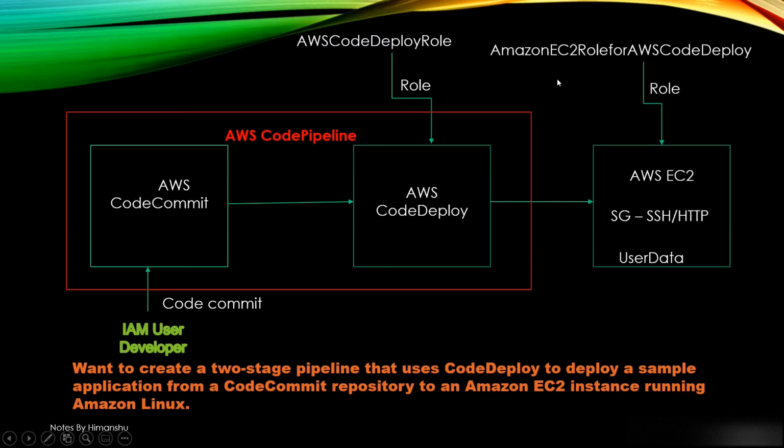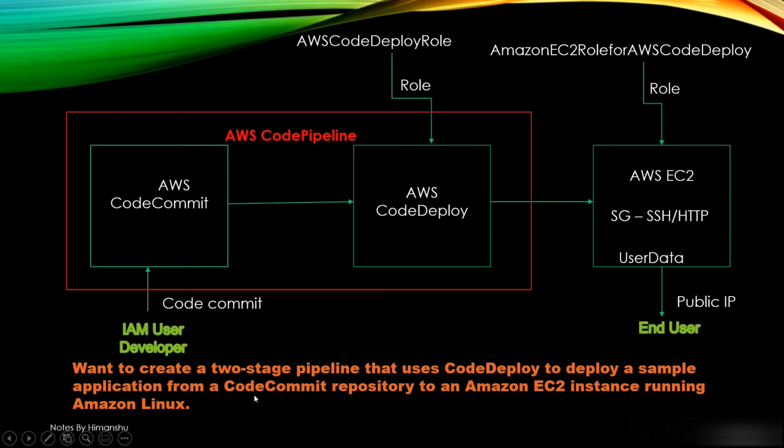And we will see here that with this EC2 instance, we will have one IAM role as well. That is the Amazon EC2 role for AWS CodeDeploy. So basically two roles we need to create, one for AWS CodeDeploy, another one for AWS EC2. Once our deployment is done, then with the help of the public IP, we will try to access that particular website, whatever we are deploying.